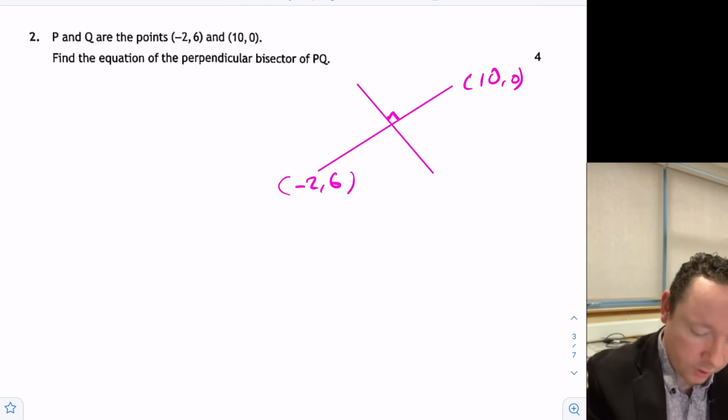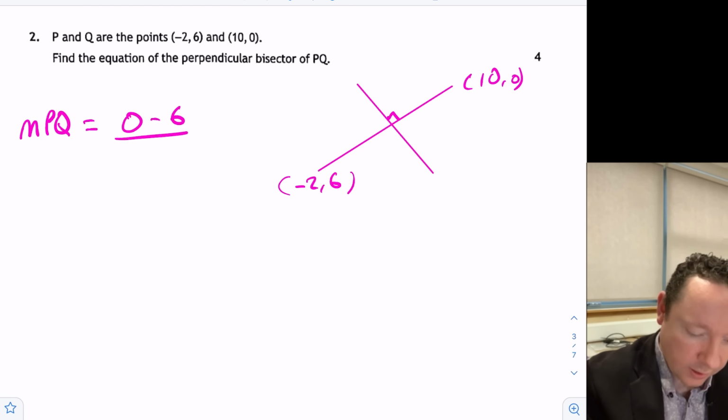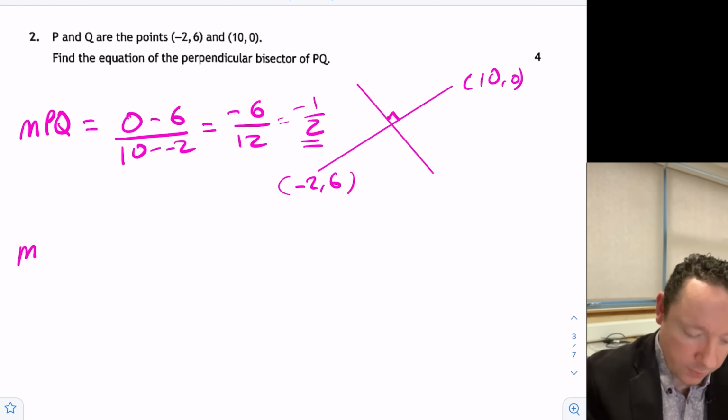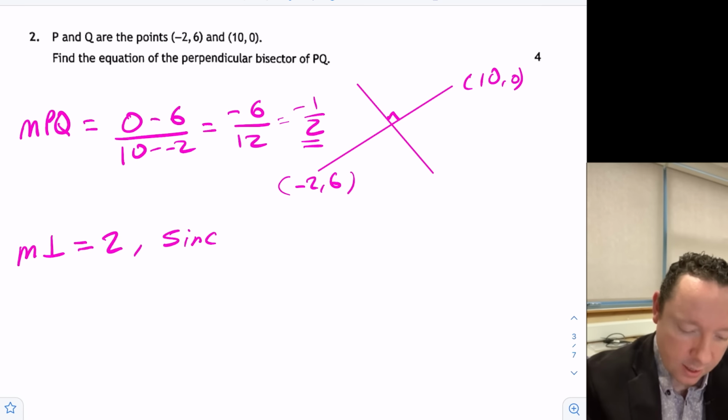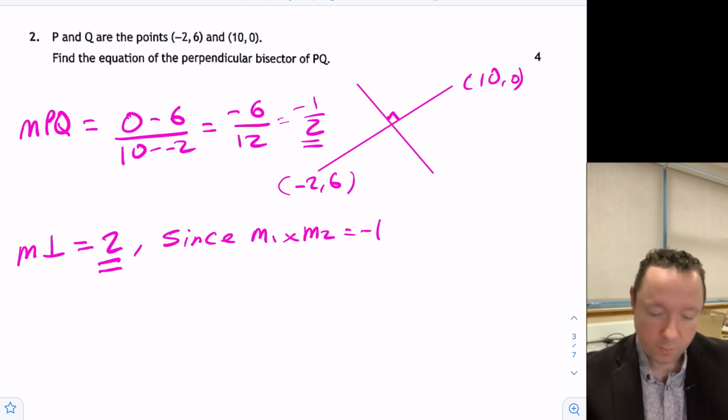So let's start off with the gradient. The gradient of PQ is y2 minus y1, so that's 0 minus 6, over x2 minus x1, 10 minus minus 2, that's negative 6 over 12, which is negative a half. So that means the gradient of our perpendicular equals 2, and we need to write since m1 times m2 equals minus 1. So we've got our gradient is 2, now we need our point, so the midpoint.